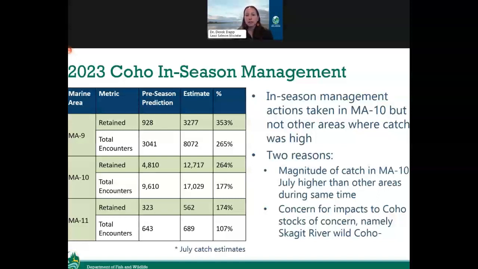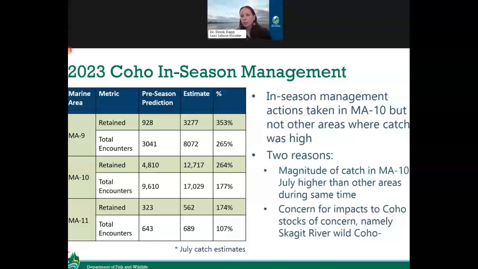Here I wanted to show some estimates of the July catches for 3 different fisheries: Area 9, Area 10, and Area 11, all in July. You can see the numbers we're looking at here were the preseason predicted numbers for both retained and total encounters. In Area 9, the actual estimate was over 350% of the preseason prediction of retained catch and over 260% of the total encounters. For Area 10, that number was over 260% of the retained and over 175% of the total encounters. And Area 11 was over 170% of the retained fish and over 100% of the total encounters.